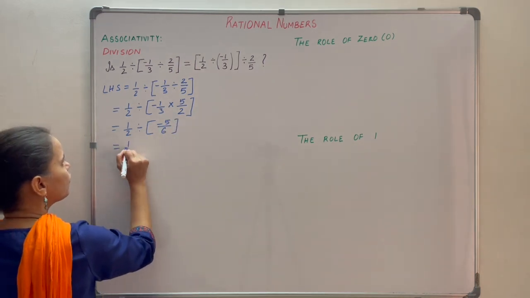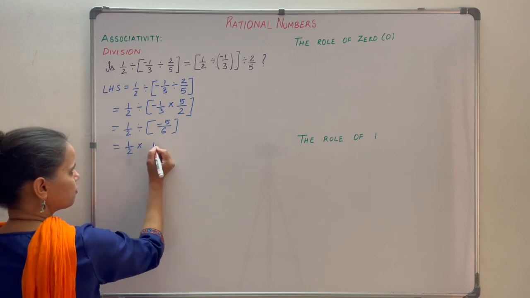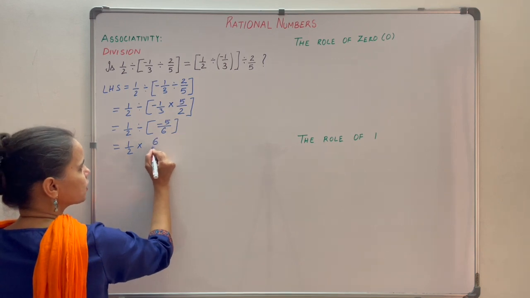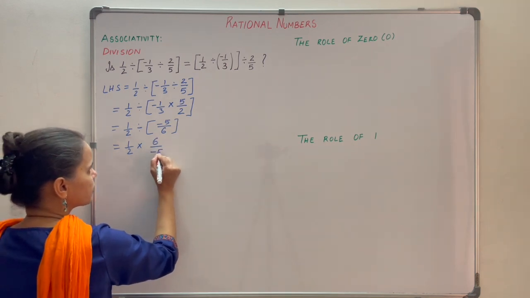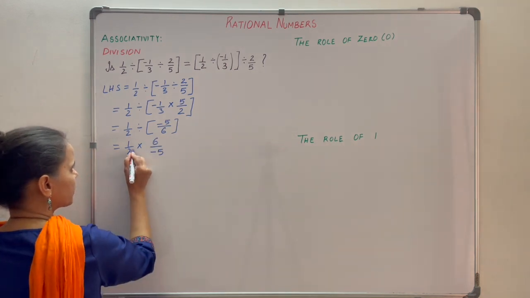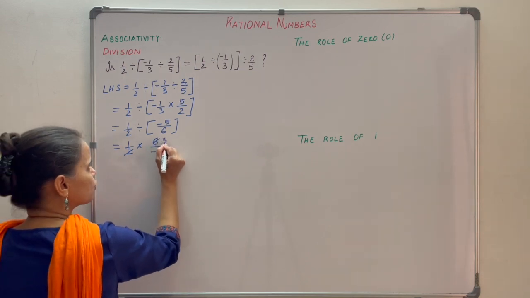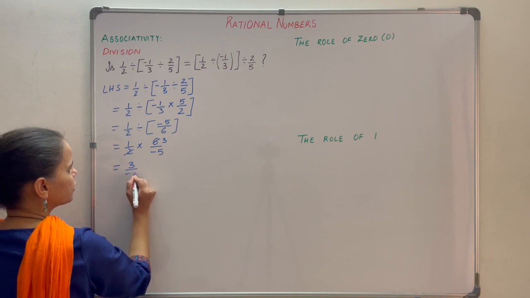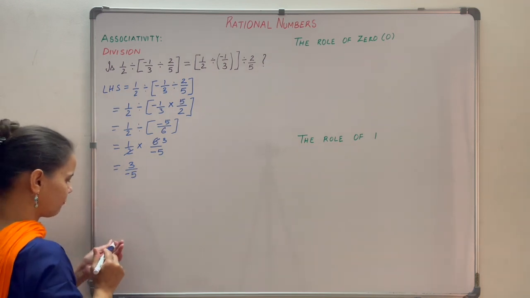Same thing we'll do now. 1 by 2 division changes to multiplication. Now you need to take the reciprocal of this number. So 6 will go in the numerator and minus 5 will come in the denominator. You can cancel 2 and 6. So you will have 3 here. So in numerator you have 3 and in denominator you have minus 5.